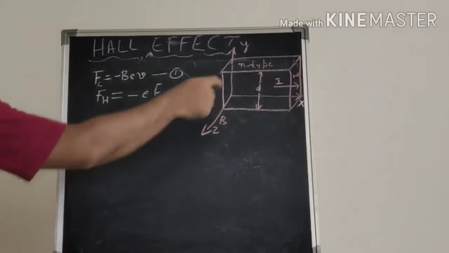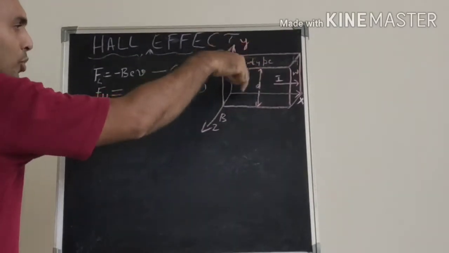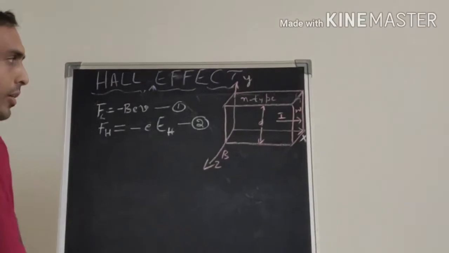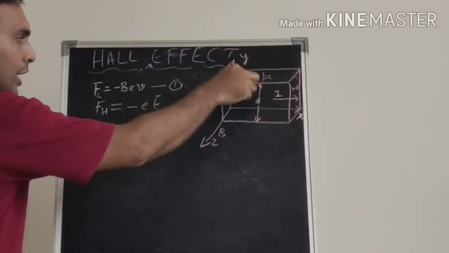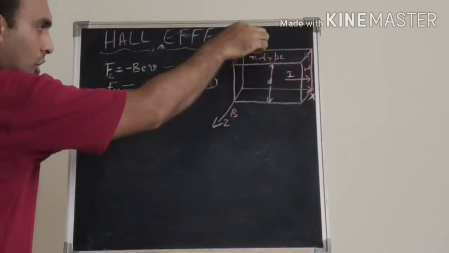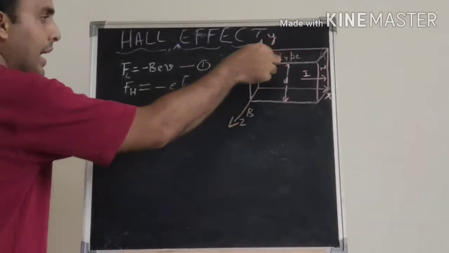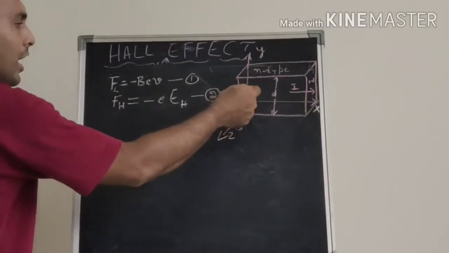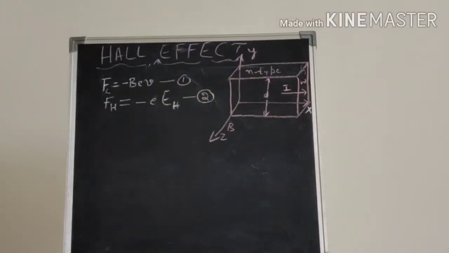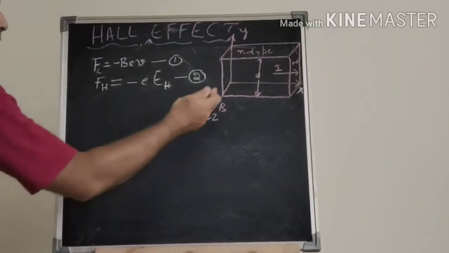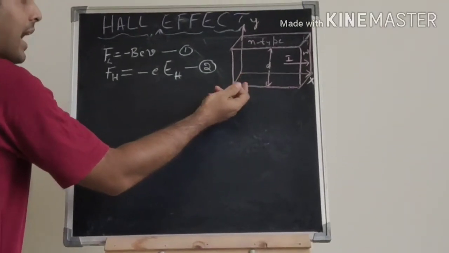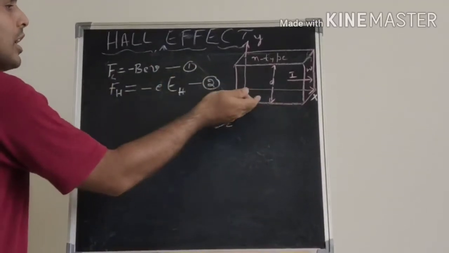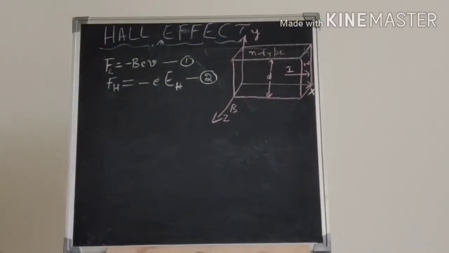Now, as these electrons are pushed towards the downward end, the deflection goes on increasing. As the deflection increases, the Hall field also goes on increasing, and the force acting on the electron, which is opposite to the Lorentz force, also goes on increasing.